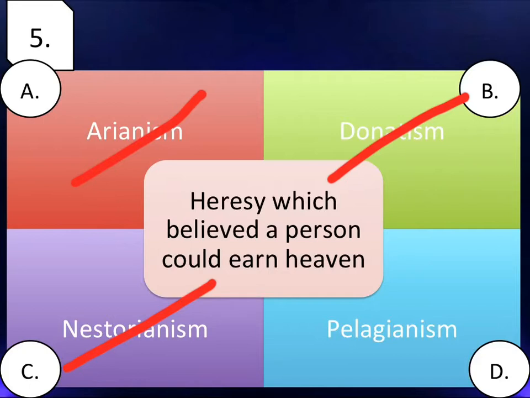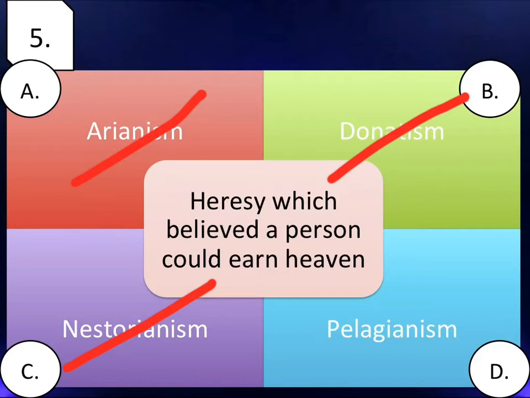Nestorianism was also another one of the Christological heresies. The Christological heresies are heresies directly about the person of Christ. Nestorius said that Jesus was essentially two people, two persons. One was human, one was divine, and that Mary never gave birth to God Himself. The heresy that advanced this view was Pelagianism.